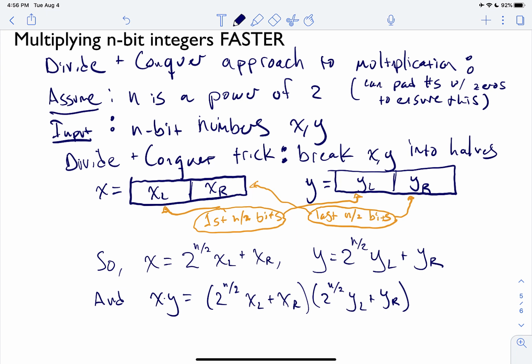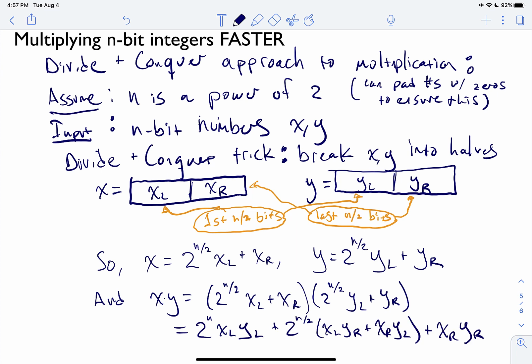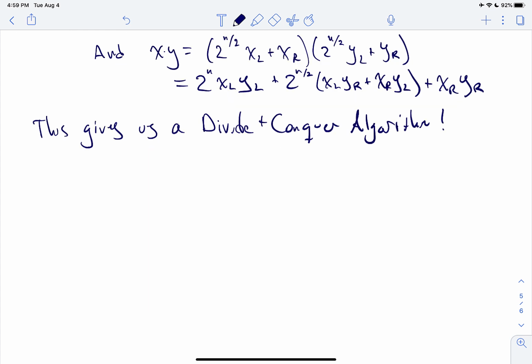And we can now compute x times y as follows. Using the distributive law, we can see that x times y equals 2 to the n times xl times yl, plus 2 to the n over 2 times (xl yr plus xr yl), plus xr yr. Okay, this is now going to give us our first draft of a divide and conquer algorithm.